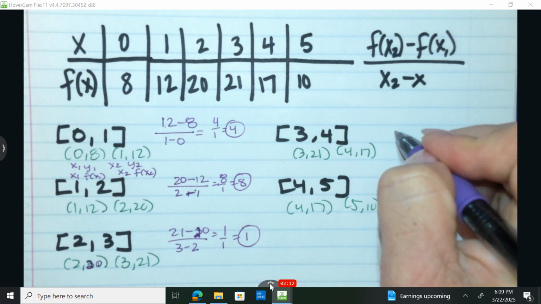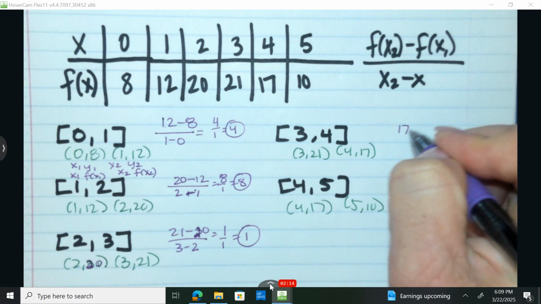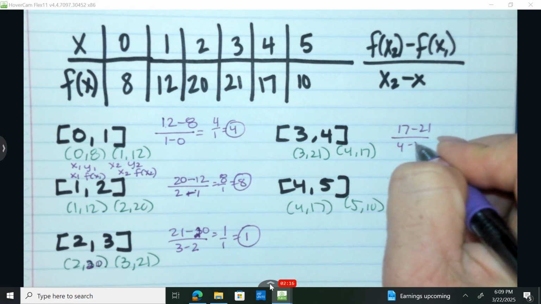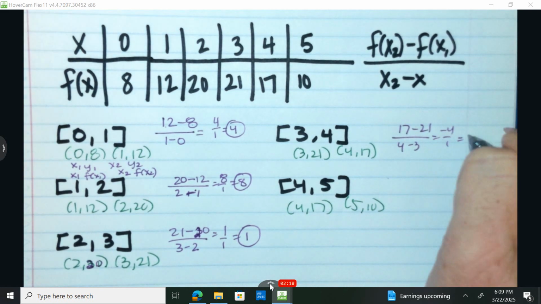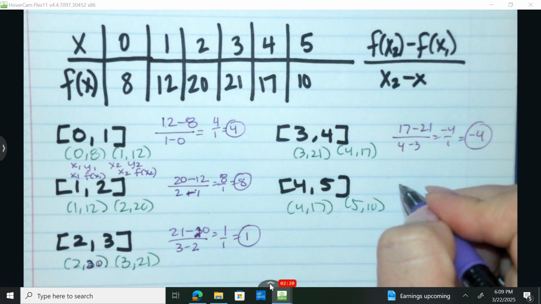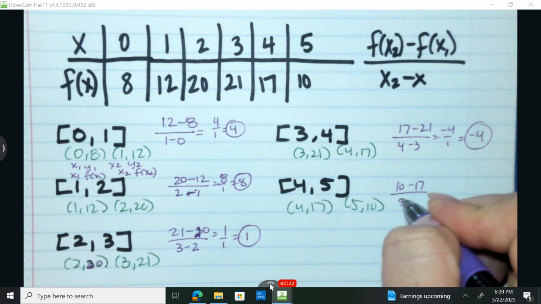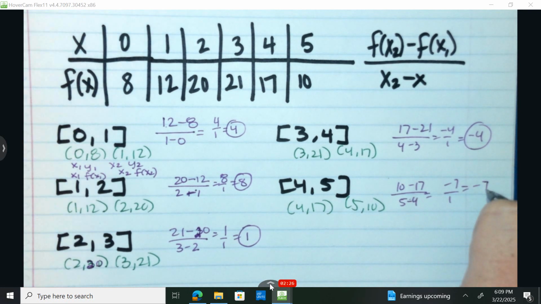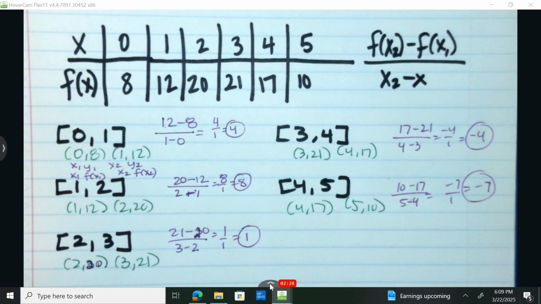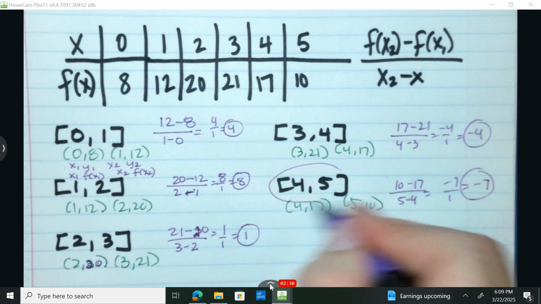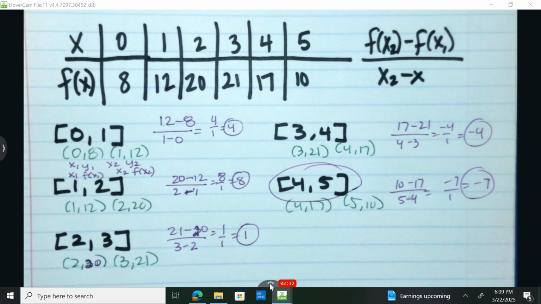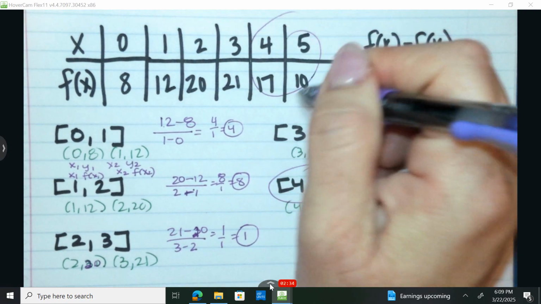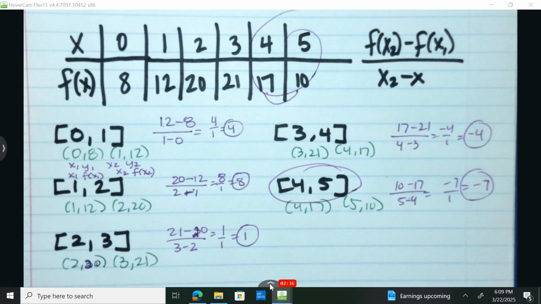Okay, up here, now we have a 17 minus 21 over 4 minus 3. Negative 4 over 1 is equivalent to negative 4. And we have 10 minus 17 over 5 minus 4, negative 7 over 1, which is equivalent to negative 7. So when I look at each of the intervals, I can see that this last interval, 4, 5, and I'm specifically looking at those output values, produces the smallest rate of change.